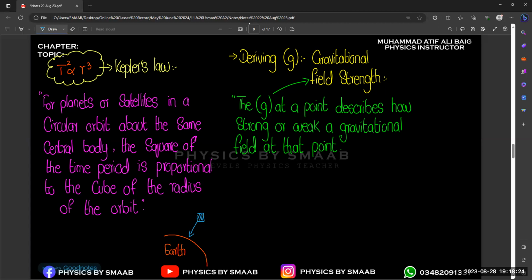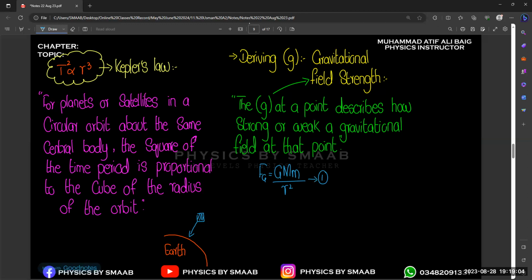What is the law related to the force of attraction? That is Newton's law of gravitation, between two bodies. So let's start from the reference of Newton's law. Newton's law of gravitation states that the force is directly proportional to the product of their masses and inversely proportional to the square of the distance. This is the first equation we take from Newton's law of gravitation.